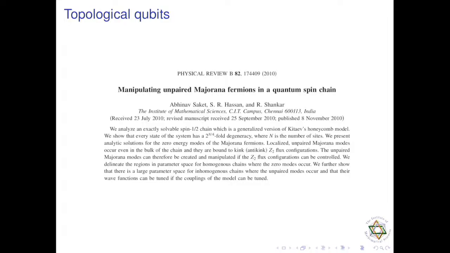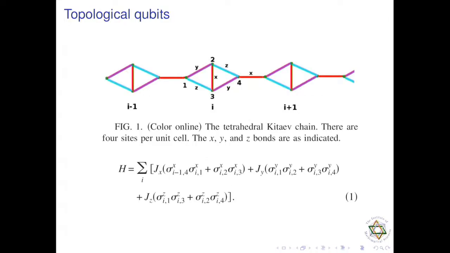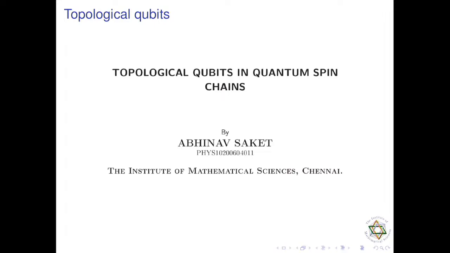So in this paper we took a simple model, which is what we call the tetrahedral model, this is a Hamiltonian, so that you can tune the coupling. You tune the flux, some couplings of these things, so that if there's an unpaired one here, you can move it from here to here to here. You can move it up and down this chain by suitably tuning couplings. This was from the thesis of Abhinav Saket.